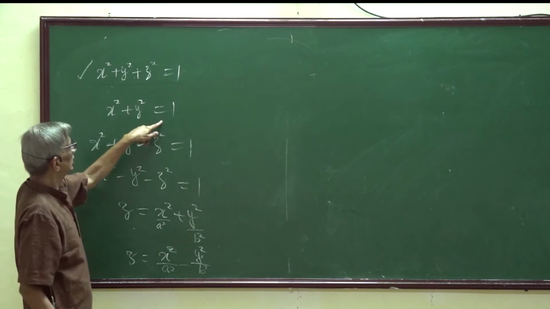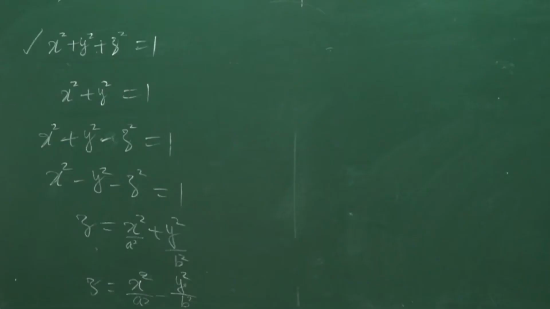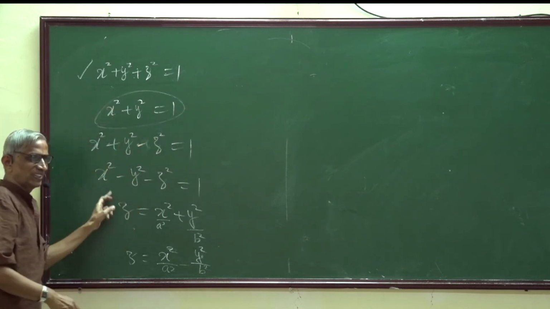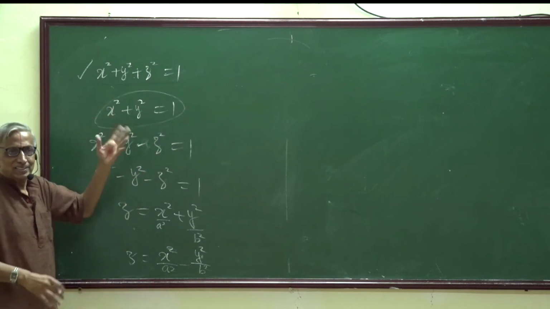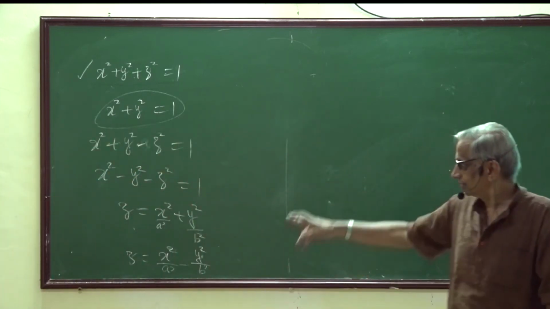What is this? We are in R3. Don't say it is a circle. So if you want, we will come back to this. Go to the other thing. You think of this as a circle, so we will come back to that.